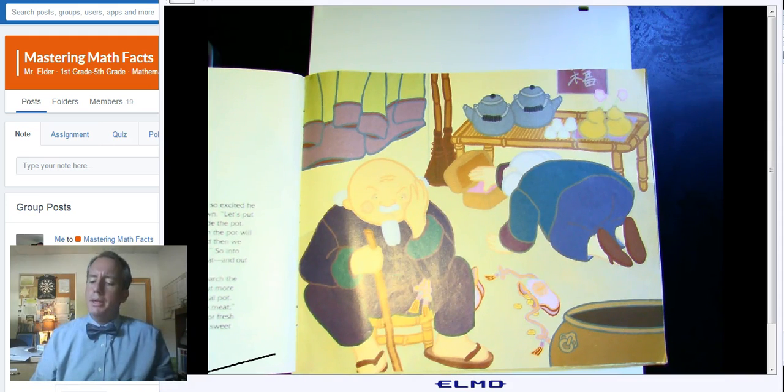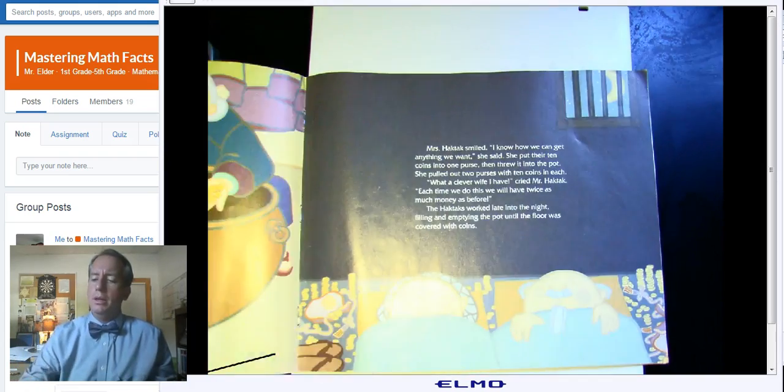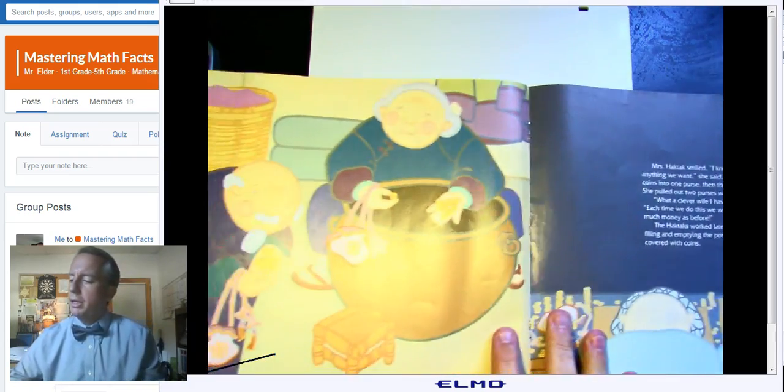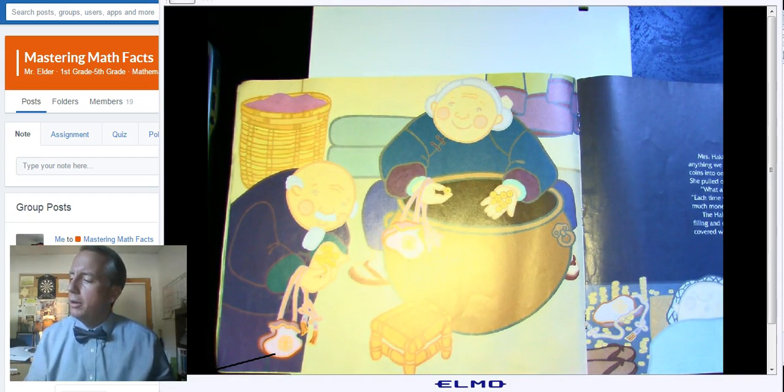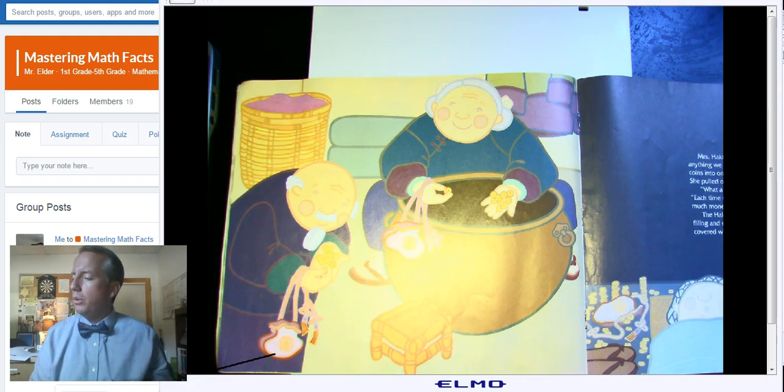"If only we had some meat," wished Mr. Hacktack, "or fresh fruit, or 1 delicious sweet cake." Mrs. Hacktack smiled. "I know how we can get anything we want," she said. She put their 10 coins into 1 purse, and she threw it into the pot. She pulled out 2 purses with 10 coins in each one.